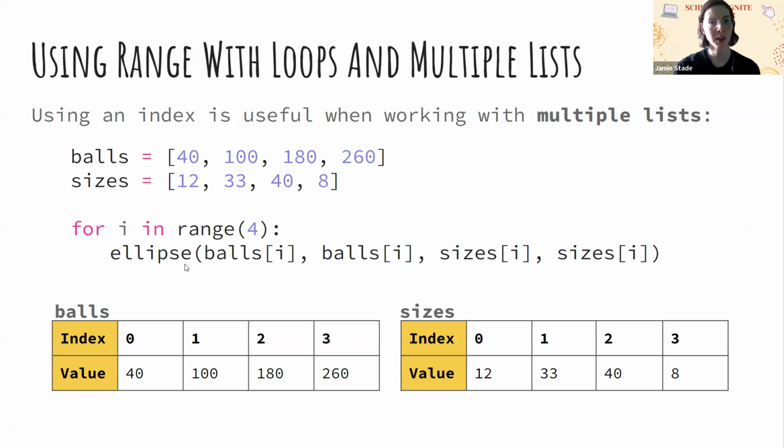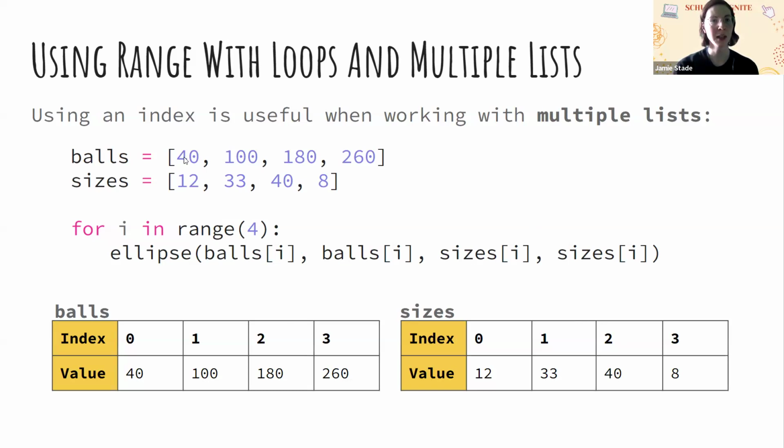So here for the ellipse, we would get the first item from the list balls, which would give us the position of both of those, and then sizes would give us the width and height, or I guess the diameter of that ellipse. So these would be the variables for position, and these would be the variables for diameter for each of those. And we're just going through that 4 times.